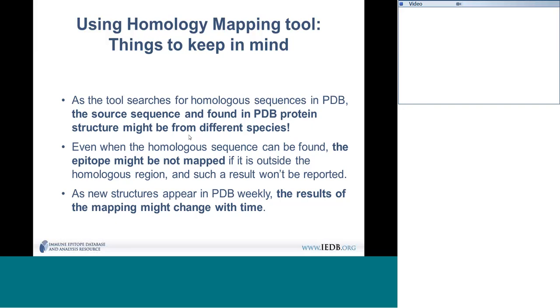In that case, you just need to go to PDB and look for species if you're interested. Another thing to keep in mind, as I already mentioned, is that if an epitope is not mapped, then you won't get a result. And if you used the homology mapping tool and then didn't use it for a year, and you go back and see the results changed, obviously they might change because PDB updates quickly.